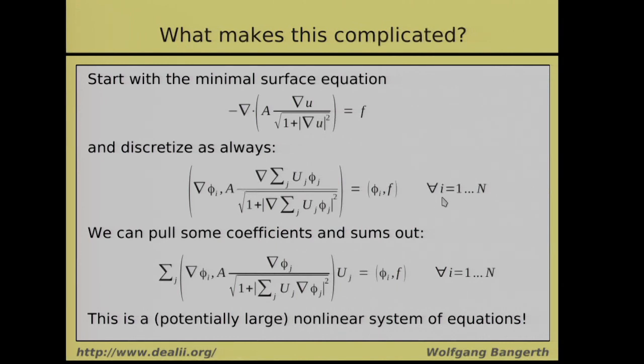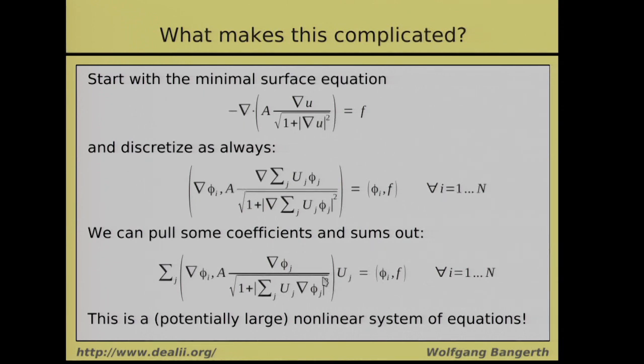And what I always do in that case is I pull the sum out of the gradient. I can pull these constants, these numbers, out of the gradient. I can pull the sum before, and I can put the u_j's to the end, and I get this sort of thing. So I have the sum over j of this expression here with phi_i and phi_j times u_j equals something on the right-hand side.